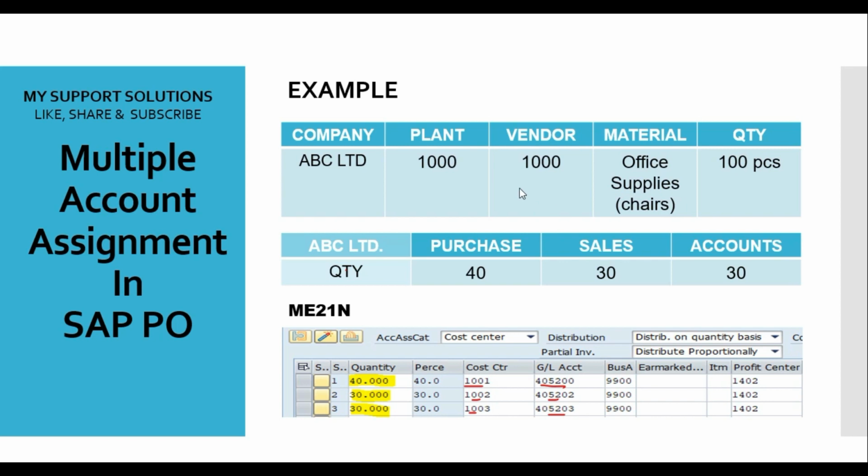Now in our ABC Limited company, we have three departments: purchase, sales and accounts. We want to distribute these 100 pieces into these three different departments according to quantity, and respectively their cost will also be divided into these three different departments. As we can observe in the below screenshot of ME21N transaction code, this is our requirement 40, 30, 30, and this is the cost center for purchase, sales and accounts. Likewise, this is the GL for purchase, sales and accounts. In a single purchase order means we don't want to generate three different purchase orders for 40, 30 and 30 quantity. Now we will do the practical.